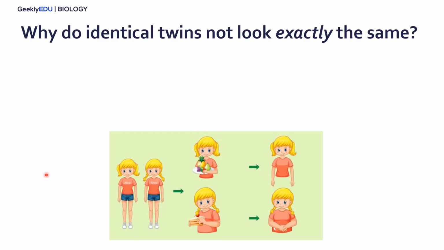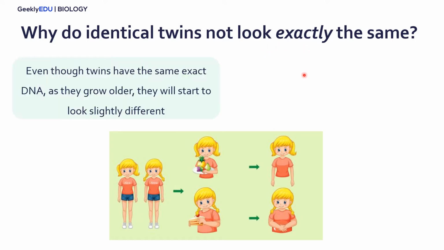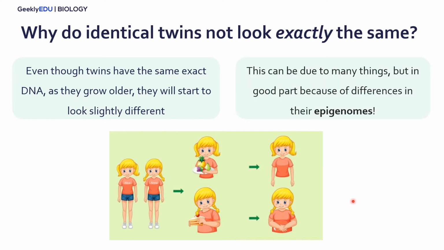So why do identical twins not look exactly identical? You'll notice that as identical twins get older, they may become more different in their appearance. And this may be due to multiple things such as nature versus nurture and the different environment that they're in, but it is also partly due to epigenetics and differences in their epigenomes.